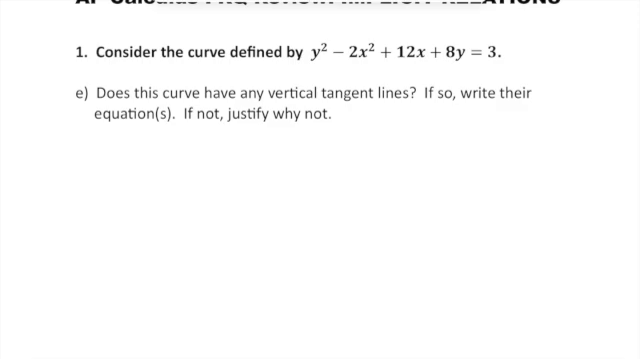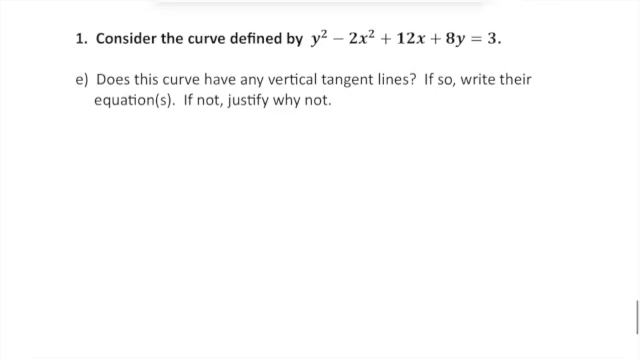So we just talked about horizontal tangents. Now they're asking, does this curve have any vertical tangent lines? And if so, write their equations. And if not, justify why not. So again, you are talking about using the derivative, which was 2x minus 6 all over y plus 4. The flip side is, what do you know about slopes of vertical lines? You know that the slope of any vertical line is undefined.